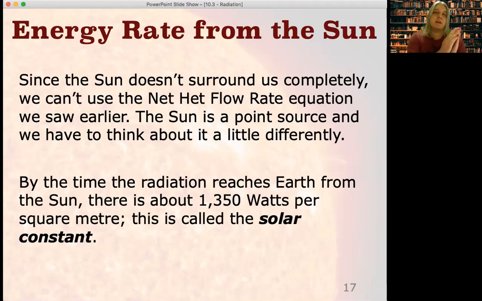By the time that radiation from the sun does reach Earth, if you draw 1 square meter directly facing the sun, that 1 square meter of area at Earth's position away from the sun would catch 1,350 watts per square meter. That's called the solar constant. So the solar constant is a very human-centric term. It's the amount of energy that passes through 1 square meter at Earth's position from the sun every second.